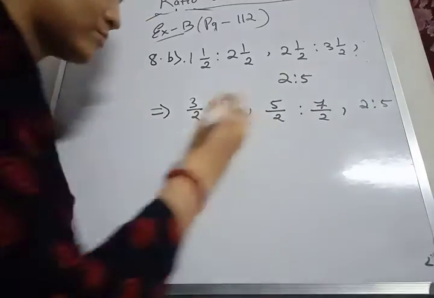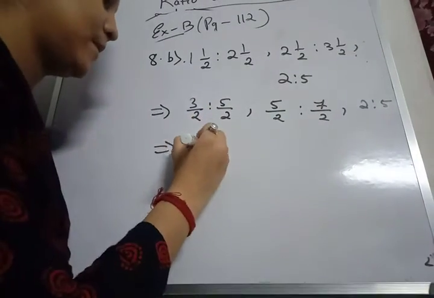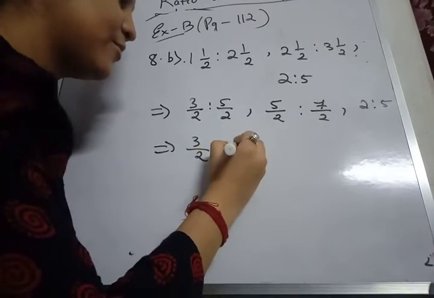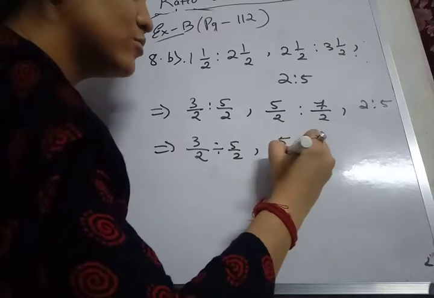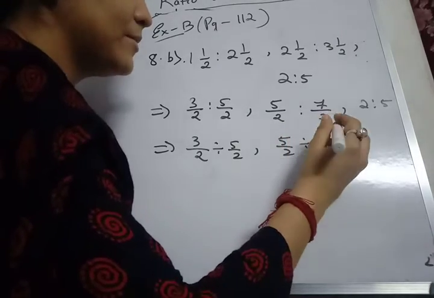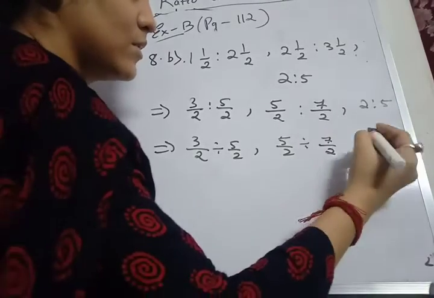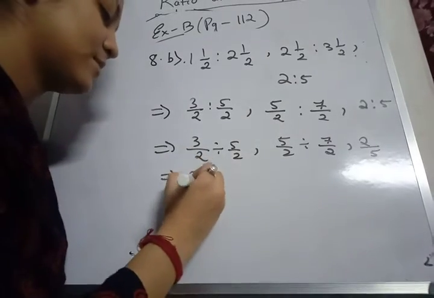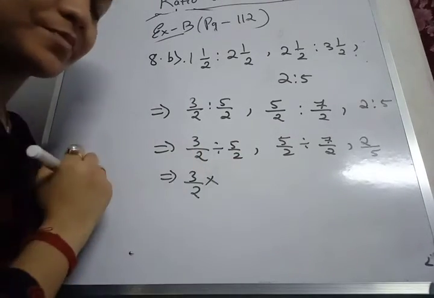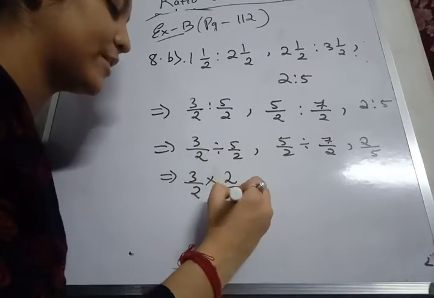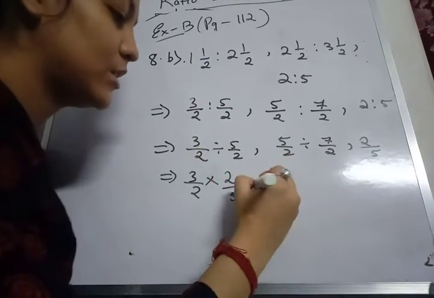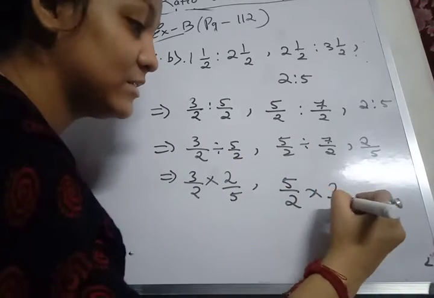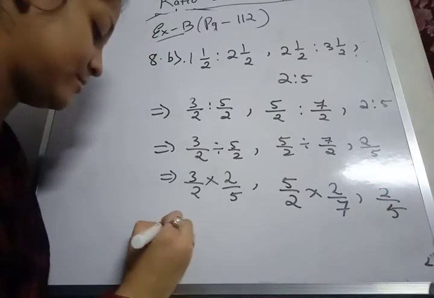Now when I change each ratio to division, it is 3 by 2 divided by 5 by 2, then 5 by 2 divided by 7 by 2. And this one we have 2 by 5, which is a simple form. When I change the division to multiplication, it will be 3 by 2 times 2 by 5. Then 5 by 2, if I change to multiplication, it will be 5 by 2 times 2 by 7. And this we have 2 by 5.